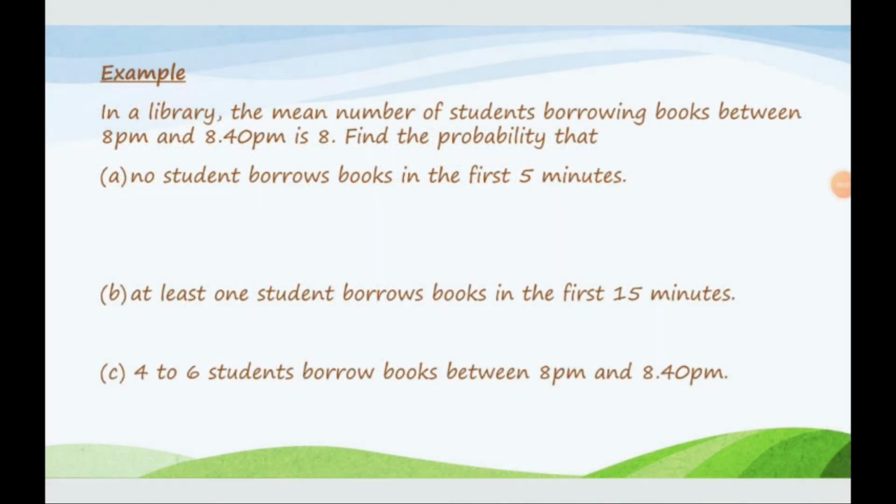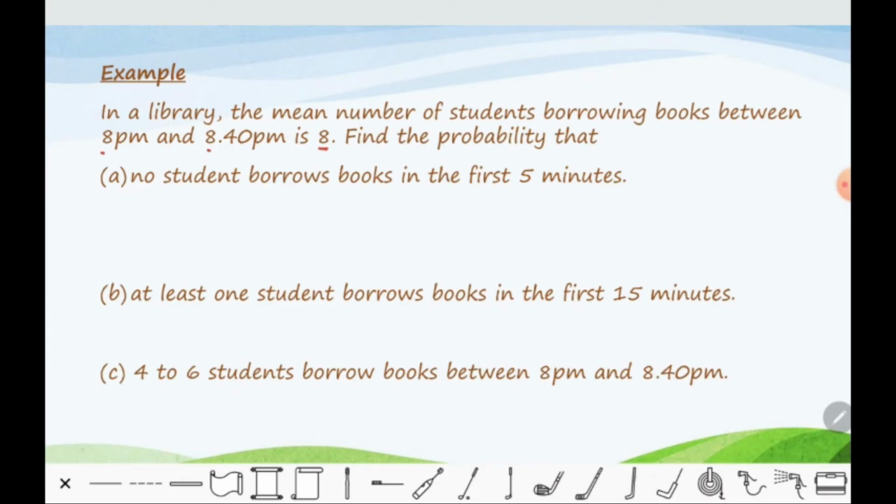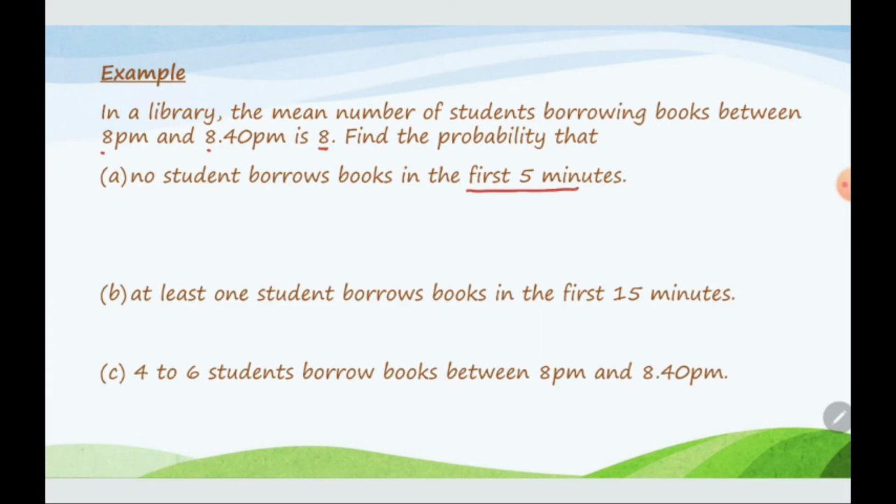And next example, in a library, the mean number of students borrowing books between 8 p.m. to 8:40 p.m. is 8. Find the probability that no student borrows books in the first 5 minutes. So from 8 to 8:40, we have 40 minutes, so the lambda for 40 minutes is 8. But part A asks you to find for the first 5 minutes, so we need to find the new lambda.